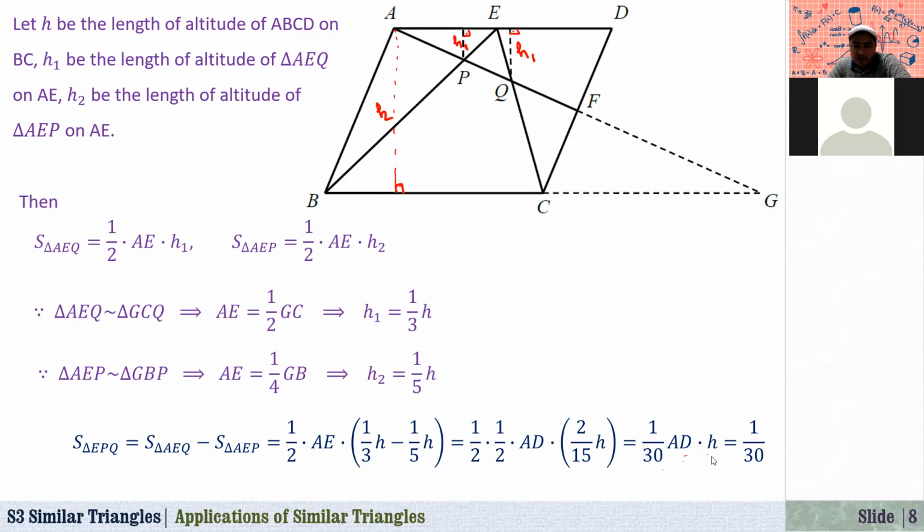What is AD times H? That's equal to 1, because AD is one side of the parallelogram, and H is the height. The area of parallelogram ABCD is equal to AD times H, and in the question it says it's equal to 1. That's why here AD times H is equal to 1. So the area of triangle EPQ is equal to 1 over 30.